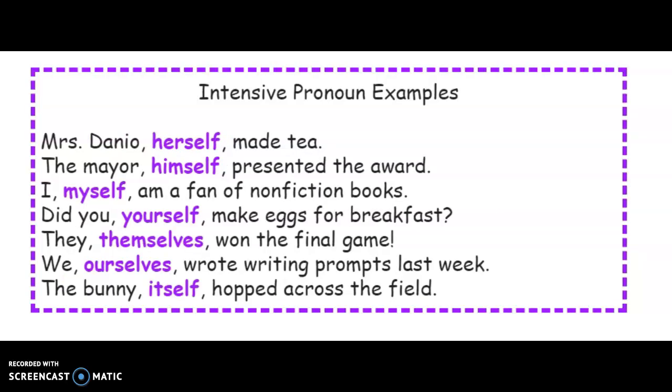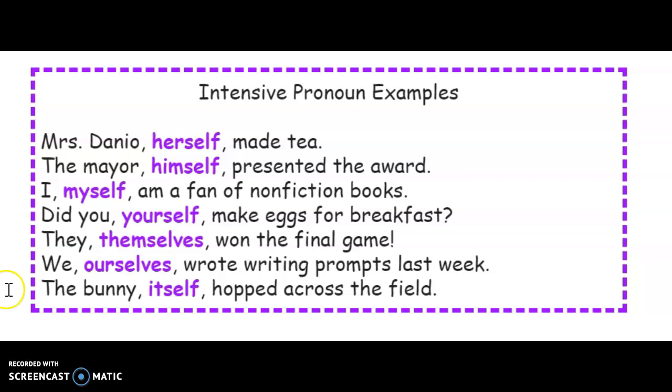Now we're going to go over some intensive pronoun examples, and I want you to also be thinking about how we used reflexive pronouns last week and see if you can determine what makes something an intensive pronoun and what makes something a reflexive pronoun.